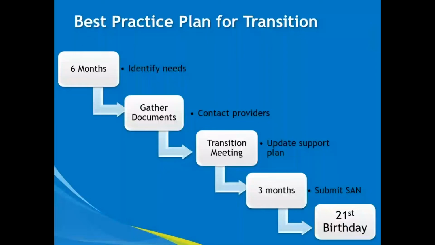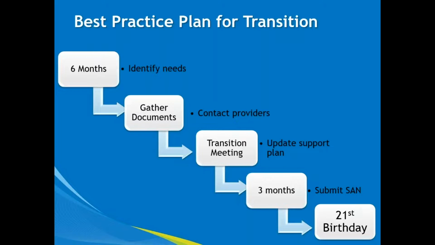This is just a timeline. 6 months prior to the consumer's 21st birthday, best practice for transition, you begin the process to identify the consumer's current needs, and 3 months prior to turning 21. Although that's not always the case, we get calls at 5 p.m. on the 21st birthday, or when the client turns 21, or the day before, from EQ asking about the client's status.